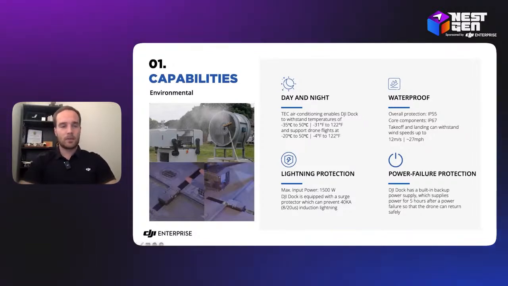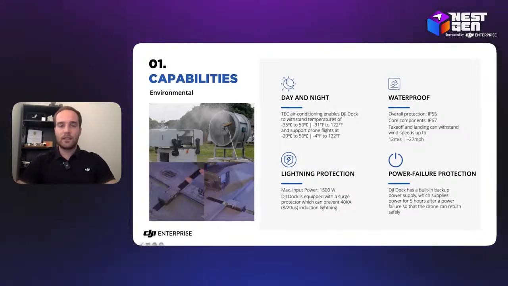First off, temperature-wise. TEC air conditioning enables DJI Dock to withstand temperatures of -35 degrees Celsius up to 50 degrees Celsius and supports drone flights at -20 degrees Celsius to 50 degrees Celsius. When talking about protection, the dock has an IP55 rating with core components rated to IP67. The drone can take off and land in winds up to 12 meters per second.